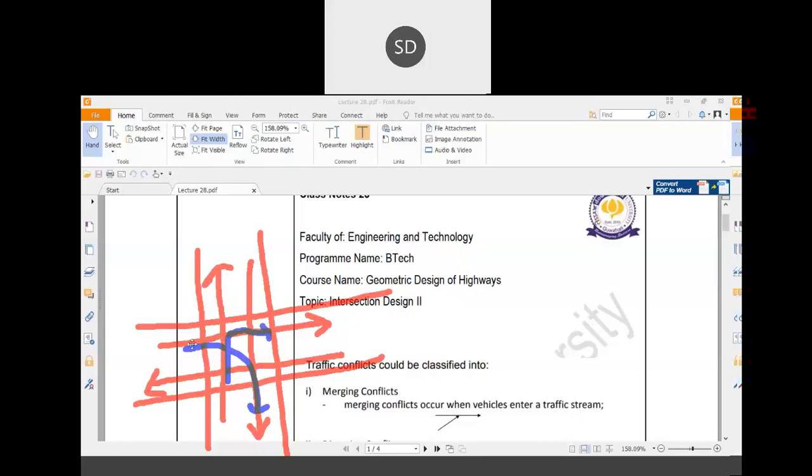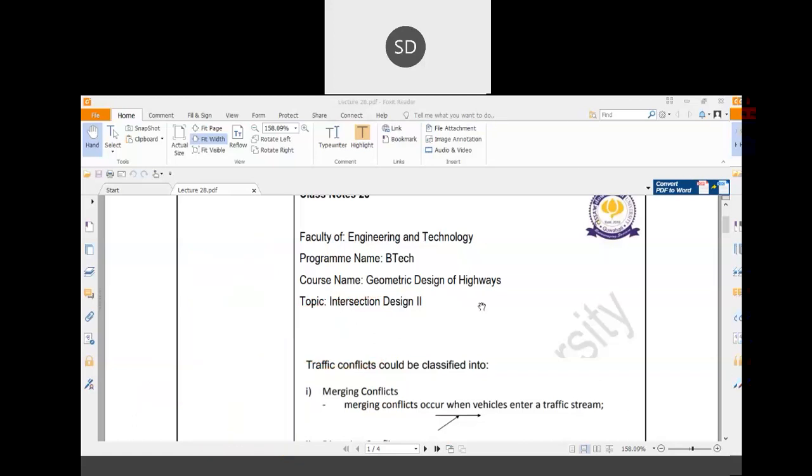So it is merging with another stream. Basically, that particular point is called a merging conflict point. And here it is diverging from an existing traffic and merging to another point. Therefore, this particular point is called a diverging conflict point. So basically, this is the basic of the conflict points.